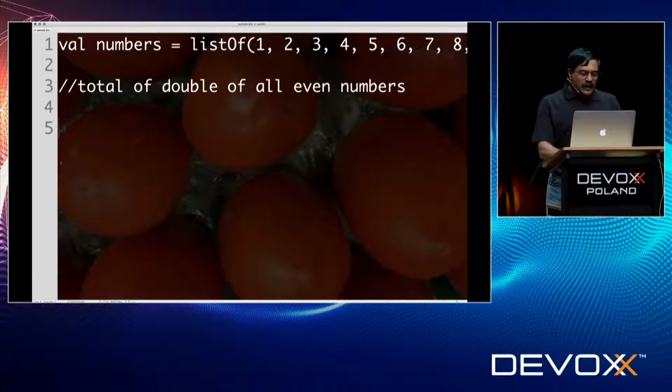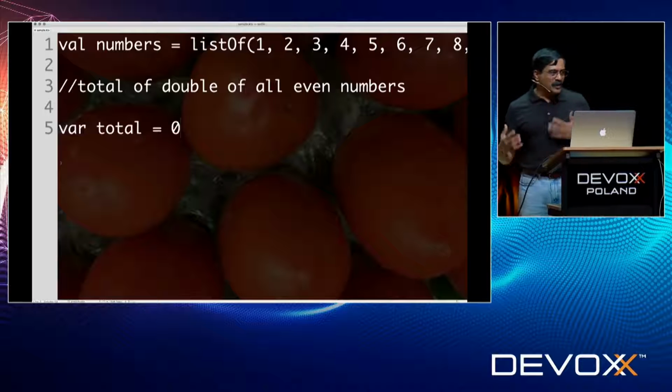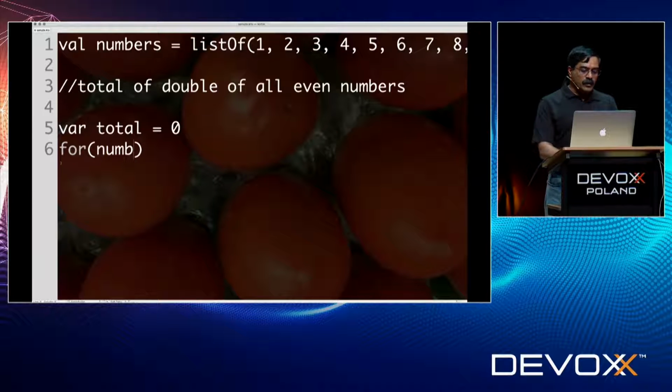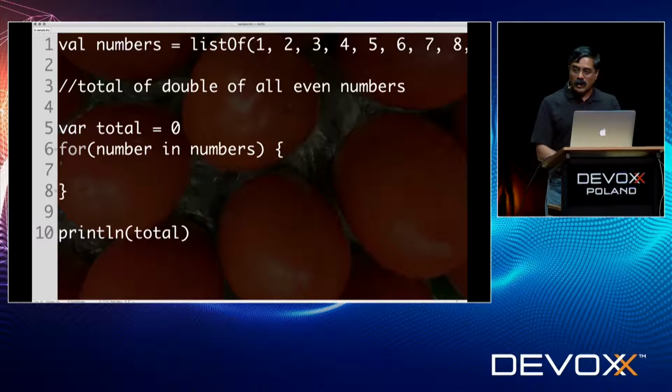Well, you would typically create a variable to hold the result. And that's the first smell. You've got to create a mutable variable to start with. Then you can say for, and you can provide a number, and then number coming from numbers, which is this collection of numbers you want to deal with. When you're done, of course, you want to eventually print the total, and we haven't done any totaling yet, so it is 0 at this point.